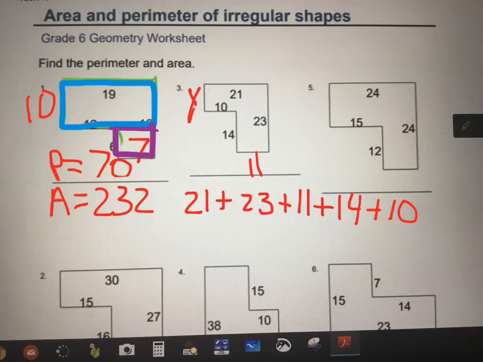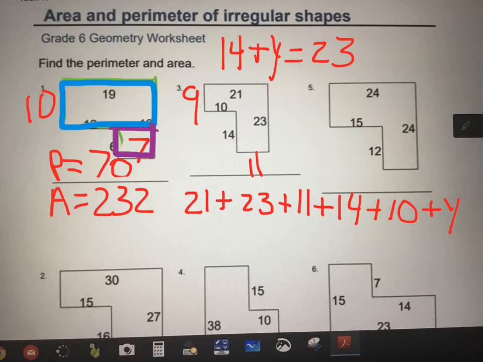Let's figure out what y equals. So we're going to add a plus y. Let's figure out what y is. Y is our vertical. So we have vertical right here, and vertical right here, and vertical here. This one gives our full length, so that's what it's equal to. So 14 plus our y is going to give us our 23. So 14 plus y equals 23, so our y is going to be equal to 9. So we'll add in our last side, 9.